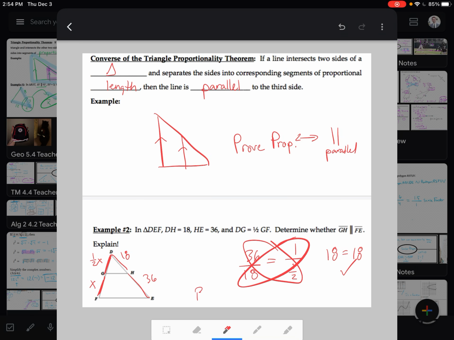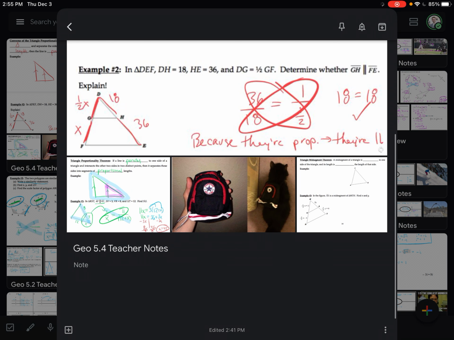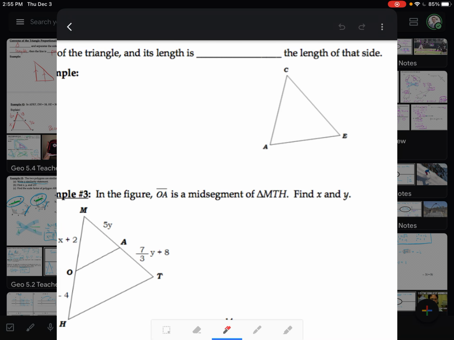Because they are proportional, they're parallel. And that's what we can say from above. So prove it's proportional, tells us that it's parallel, or if we know that it's parallel, it proves that it's proportional. Works both ways. That's the theorem that we're using. So if you're doing this in a proof, to prove example number 2, that would be the converse of the triangle proportionality theorem. All right, last example here today, triangle midsegment theorem.